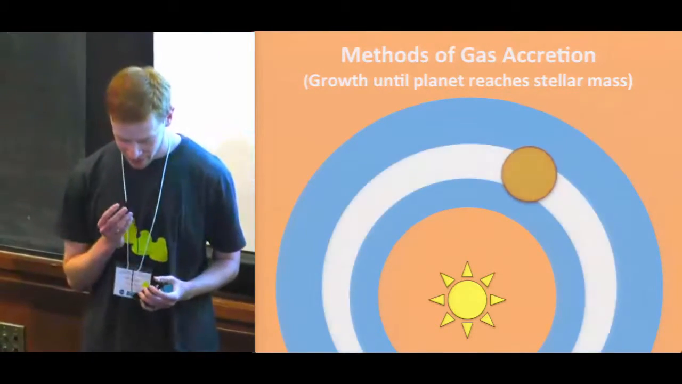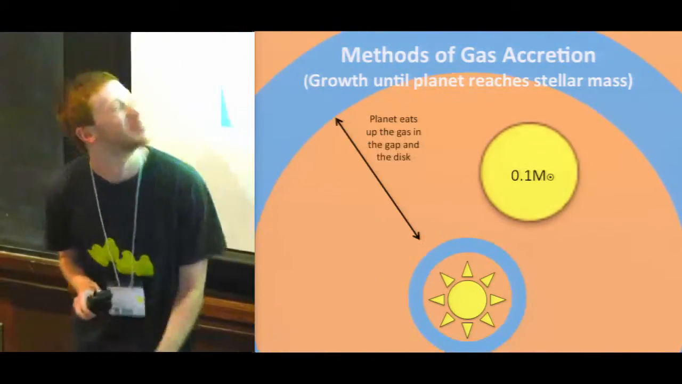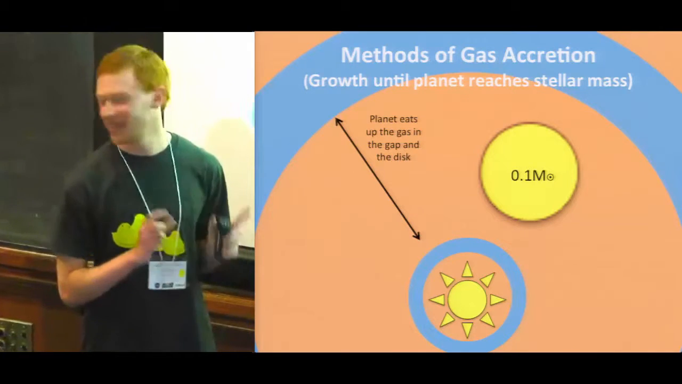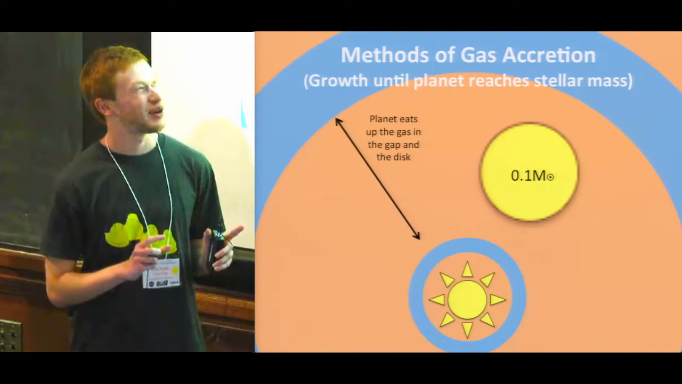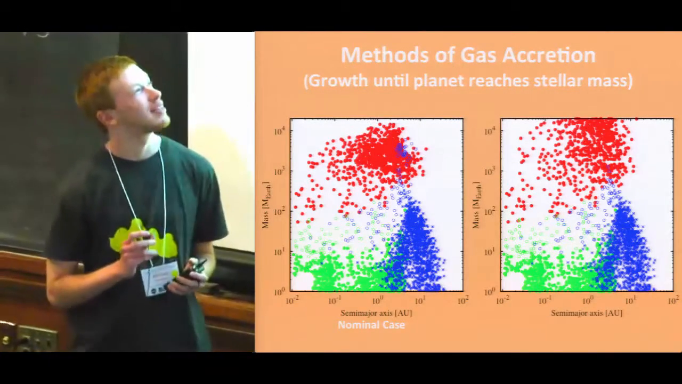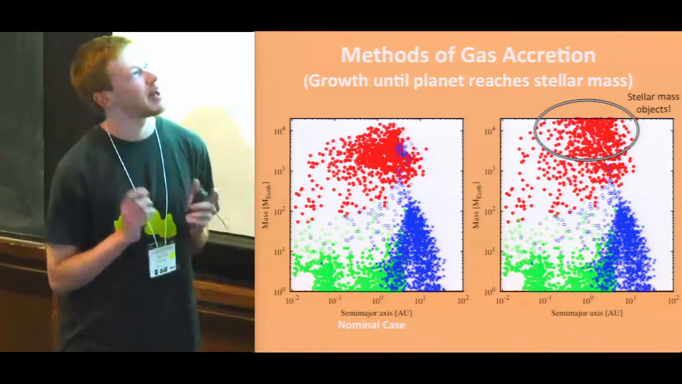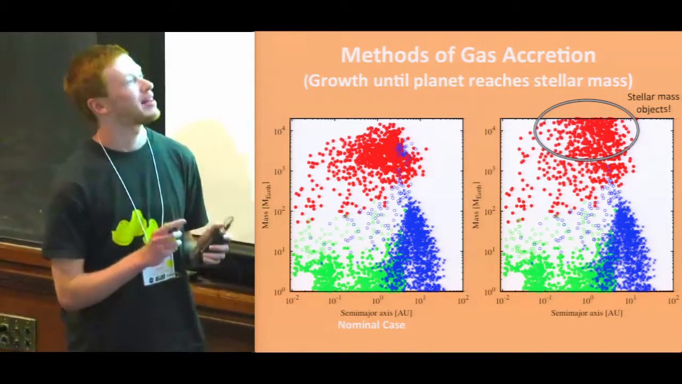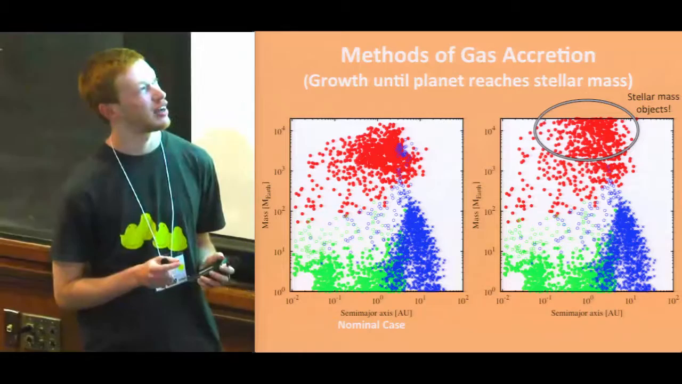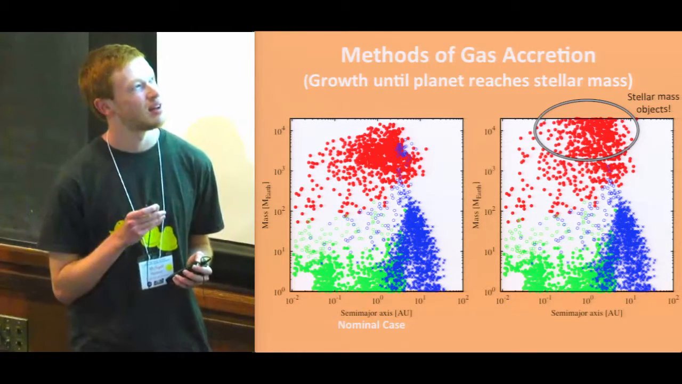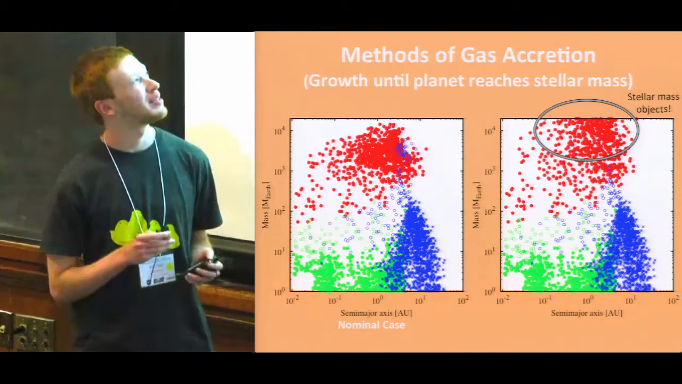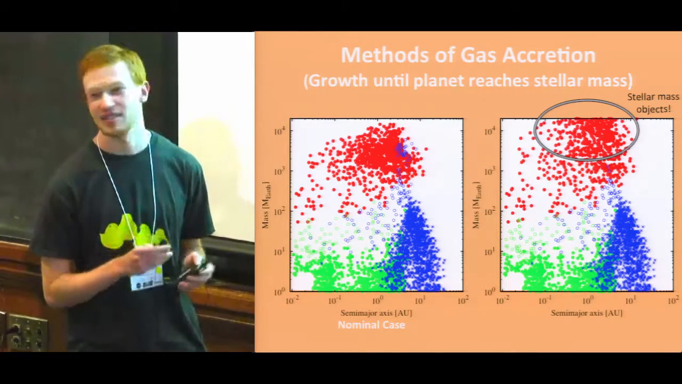So the next way we can limit the amount of gas accretion is to not limit it at all, or at least not unless the planets grow to stellar mass, because that would be too big. Since there is no limit, the most massive planets that form are more massive in this case, and not all of the gas giants grow to stellar mass, but some of them do if there's no mechanism to stop them. And even though there's no limit, we still don't see significantly more gas giants than the nominal case.